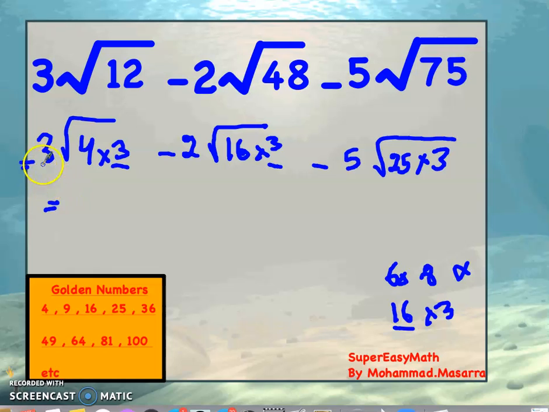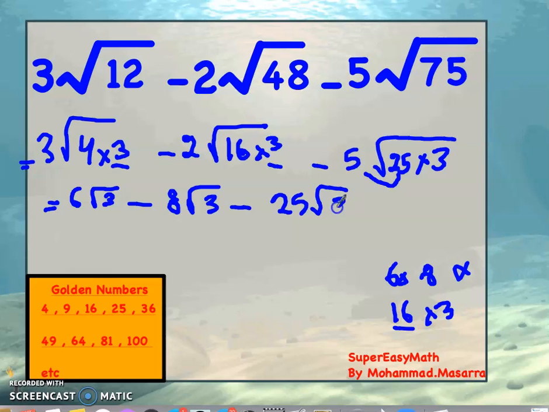Now this 4, if we get it outside, it will become 2. Multiplied by 3 equal to 6. 16 outside will become 4 times 2 equal to 8. And 25, it will become 5 times 5 equal to 25 square root of 3. Now they have the same radicand. We can add the numbers outside. So 6 minus 8 equal to minus 2. Minus 25 equal to minus 27 square root of 3.